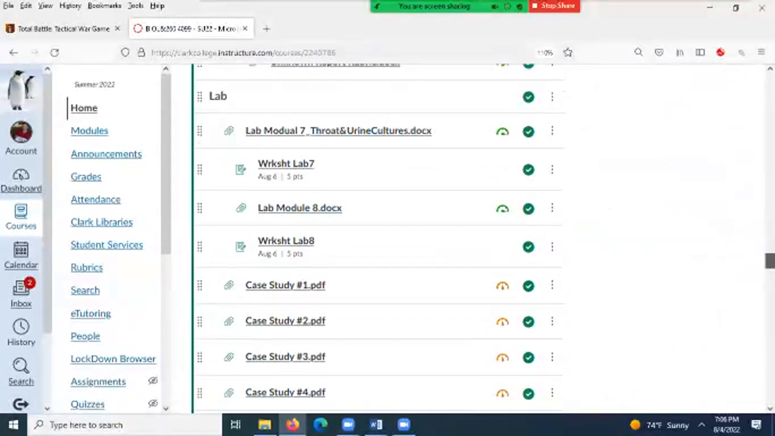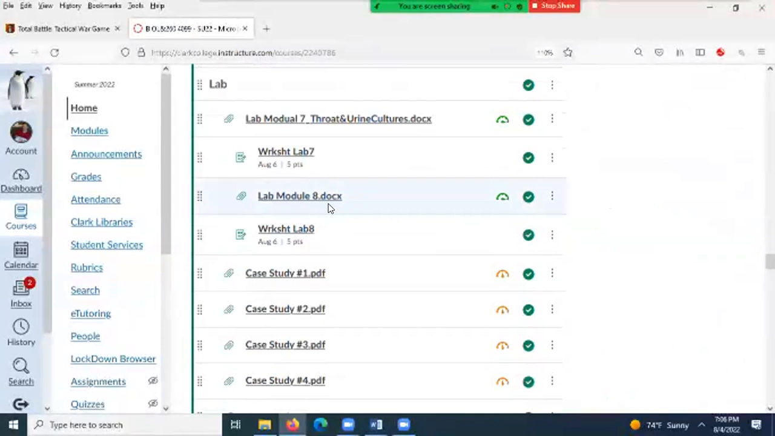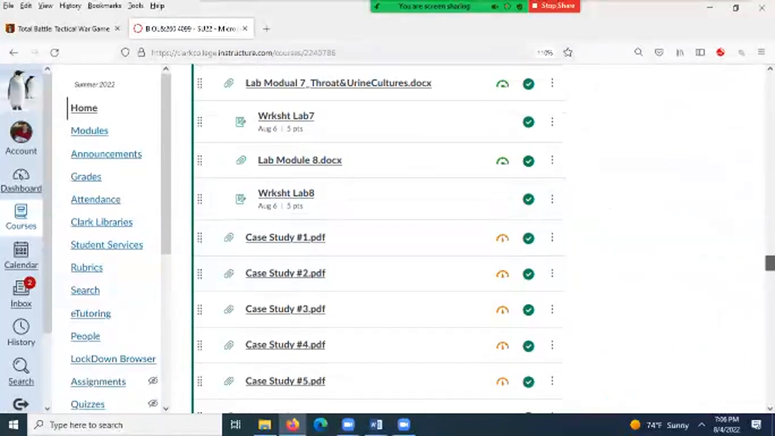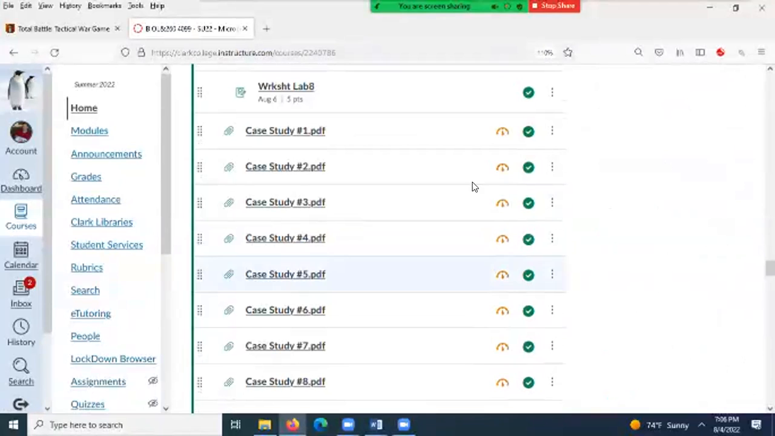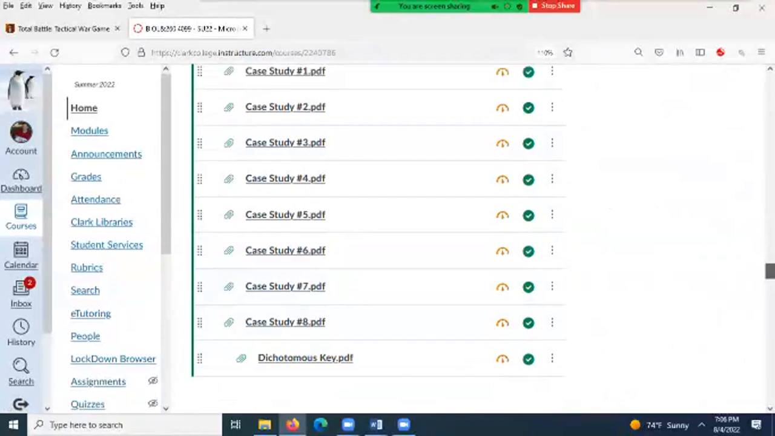There it is, Lab 8, module, the worksheet. And then we have 8 different case studies to Lab 8. And we have a dichotomous key for solving the case studies. Only use this dichotomous key on case study number 8. Do not use it on your unknown. Do not use it on any other lab. Any questions about any of that?